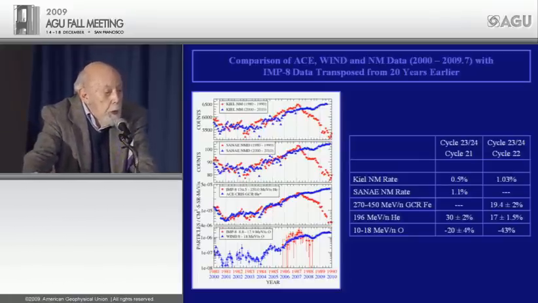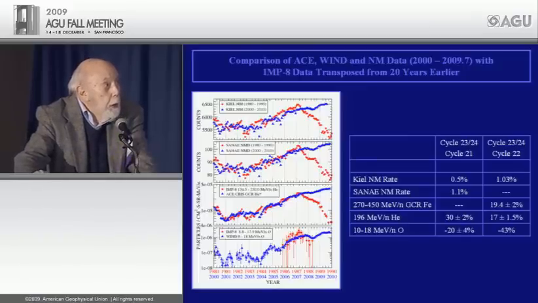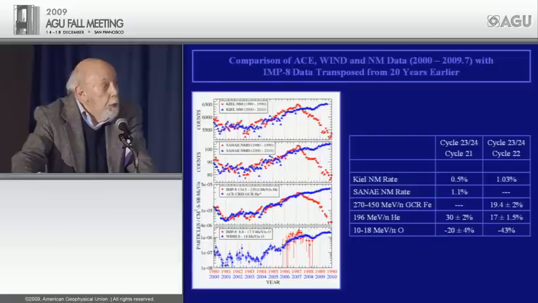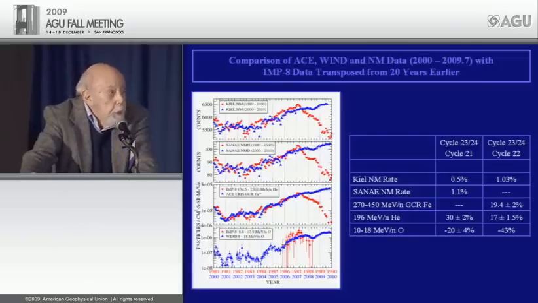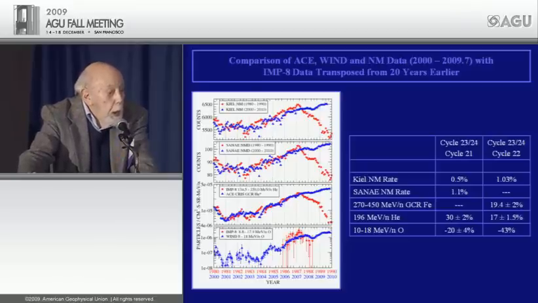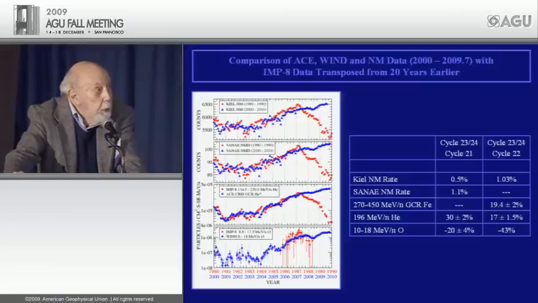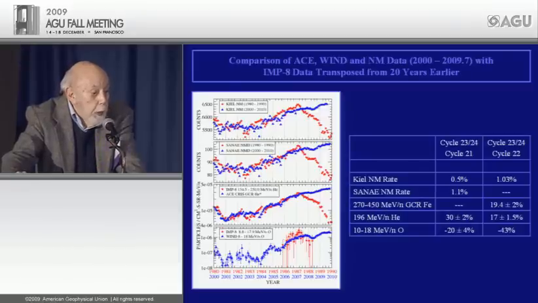The big change occurs in this so-called transition region, the crossover region. You see this 30% increase from 87 to the present. The increase from 96, 97 is 17%, which is in very close agreement with the 19% increase that the ACE people reported for iron.